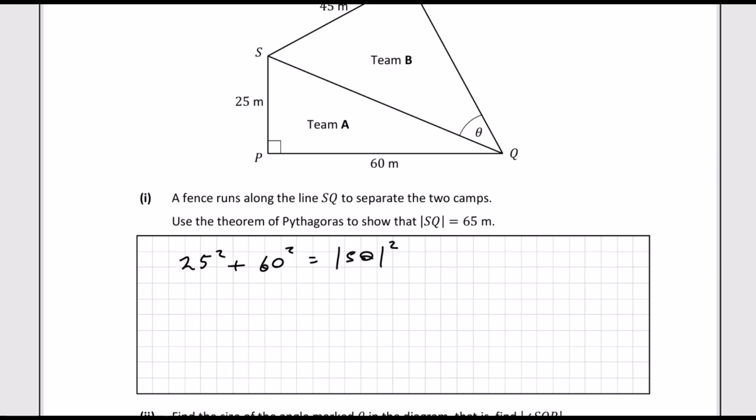Okay, so when you square 25, square 60, add them, you should get 4225. That is SQ squared. So what you've got to do now is square root both sides. So that means the distance from S to Q is the square root of 4225, which is 65 meters. Now when you get the square root in an equation like this, it's actually plus or minus, but you can't have a negative distance, so it's going to be the plus 65 meters.